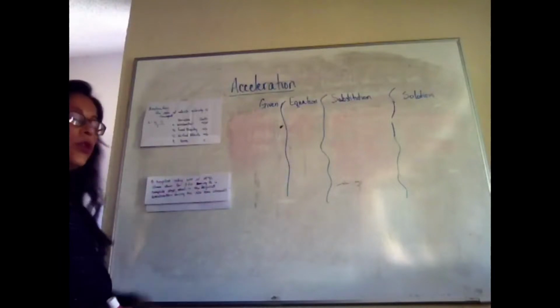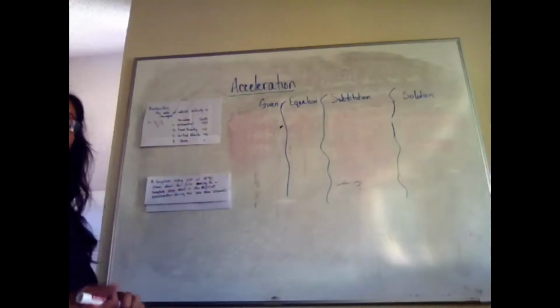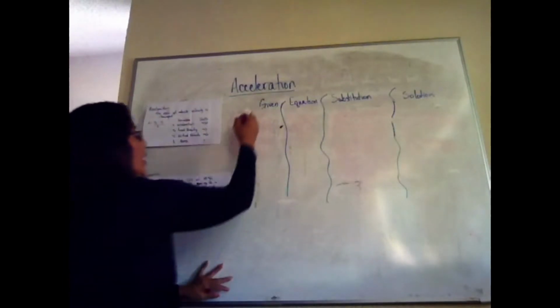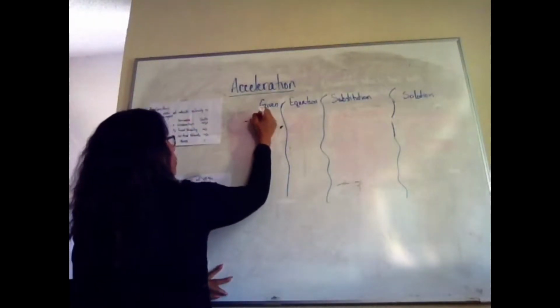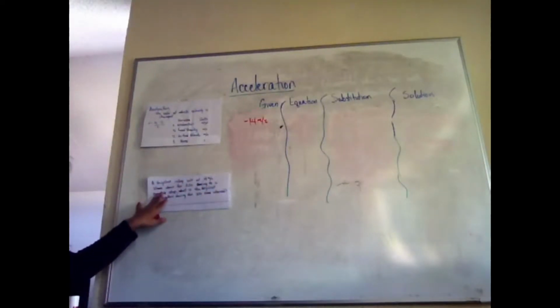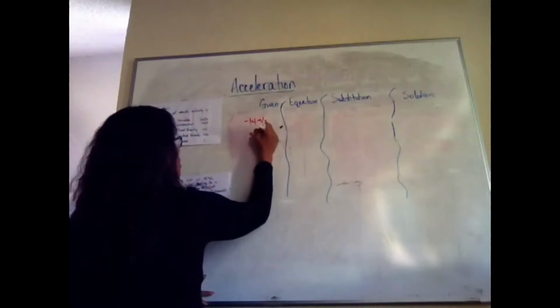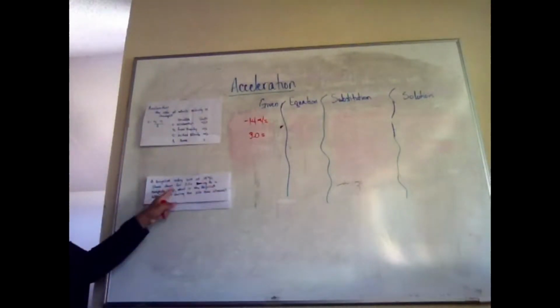So let's look at the numbers that were given. We're told that the bicyclist is riding left at 14 meters per second, so we have negative 14 meters per second. And he slows down for 3 seconds, so we have a time interval of 3 seconds. And he comes to a complete stop.